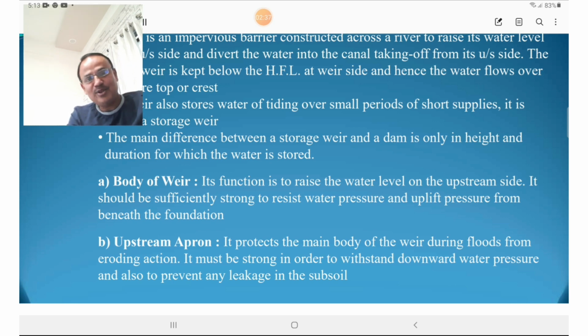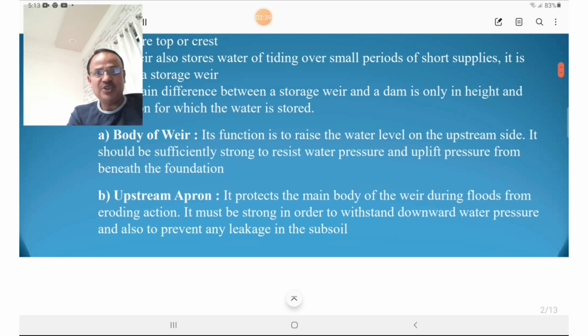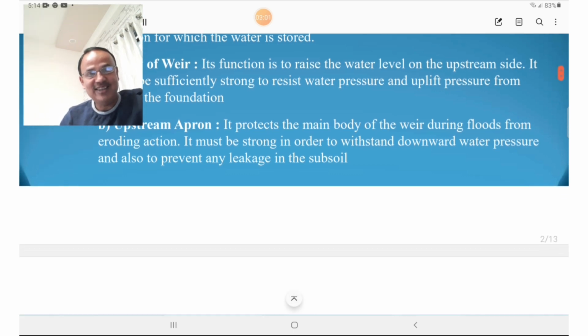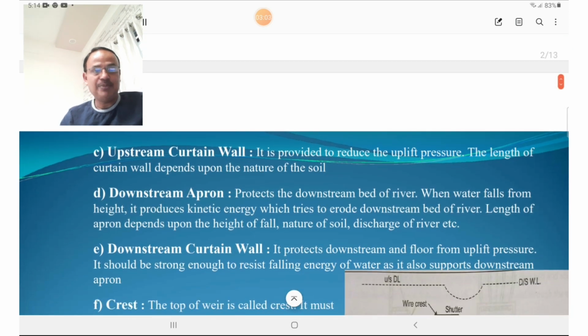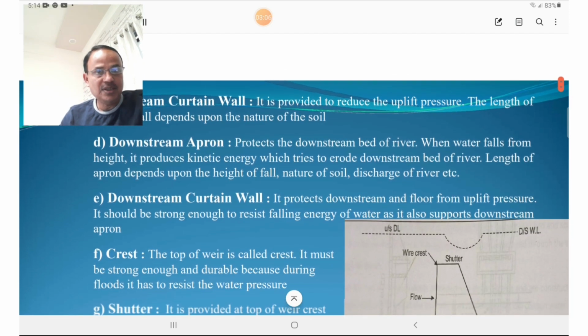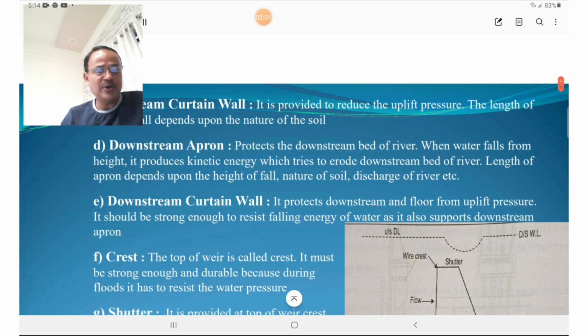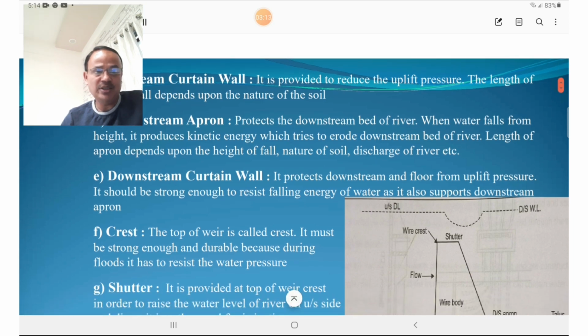Then we are going to discuss the upstream apron. The name itself indicates it is provided on the upstream side. It protects the main body of the weir during the flood and from eroding action. It must be strong in order to withstand downward water pressure and also to prevent any leakage in the subsoil. So the apron is provided to protect the weir in floods. Then the upstream curtain wall. It is provided to reduce the uplift pressure. The length of the curtain wall depends upon the nature of the soil.